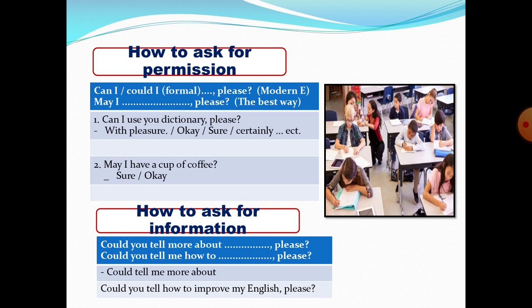Actually, the way we use to ask for more information can be used to ask for the way. For example, look at the second one. Could you tell me how to? I can ask for the way by saying, could you tell me how to go to the nearest hospital? Could you tell me how to go to the nearest pharmacy, for example? So, asking for the way and asking for more information are almost the same.